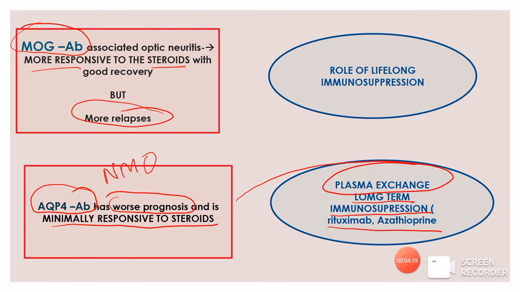So in that case, you have to think about the MOG antibody, and you can actually go for the serum labs and you will see that there is MOG antibody present, and in such patients you should not give steroids, and instead you should put them on lifelong immunosuppression. Right? So that is the importance of atypical optic neuritis, and that is the importance of knowing these antibodies, because the treatment is totally different and the investigations are also totally different.